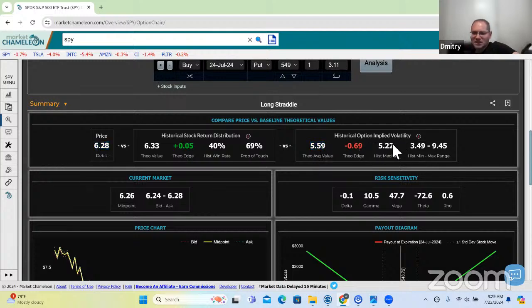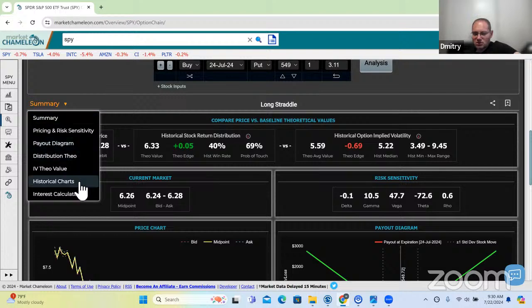If we looked at the median, we get 5.22. What about the high-low range? As low as 3.49, as high as 9.45. So now, just from here alone, we're almost at 9:30. We analyzed the straddle from a couple of perspectives. We didn't get to go deeper. Maybe we'll continue this tomorrow.